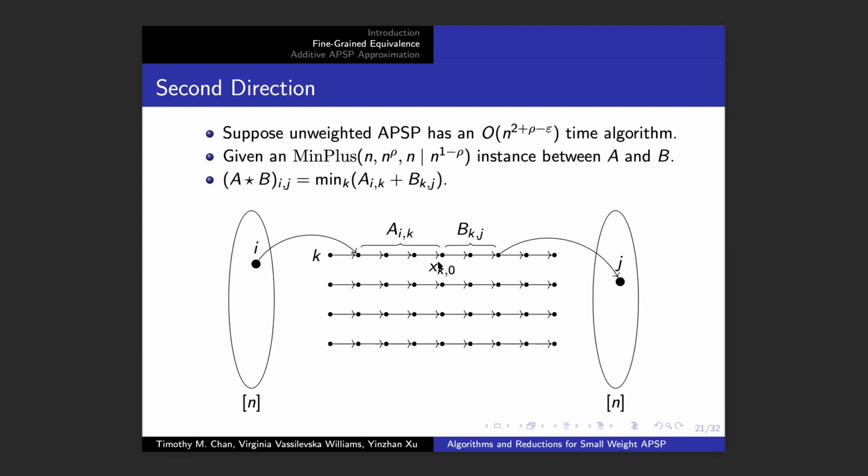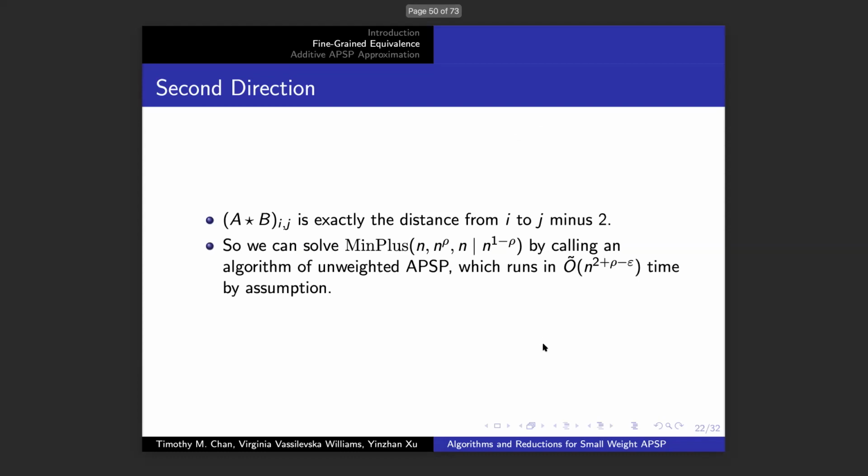Also, for each path k, we use x_k0 to denote the middle vertex on that path. So from each i to each path k, we add an edge from i to some vertex on this path, and that vertex has a distance A_ik to the middle vertex. Also, for each k and each j, we add an edge from some vertex to j, and that vertex has distance B_kj to the middle vertex. So now, if we think about the shortest path from i to j, it has n to the rho choices, one choice for each k. And if the shortest path uses the k-th path, then the length of that shortest path is 1 plus A_ik plus B_kj plus 1. Therefore, the distance from i to j is exactly 2 plus the ij entry of the min-plus product A star B. Therefore, given the shortest paths, it's very easy to get the min-plus product.